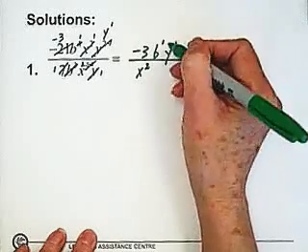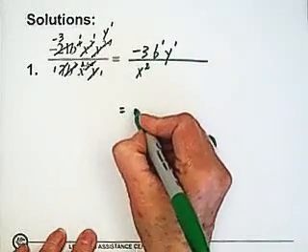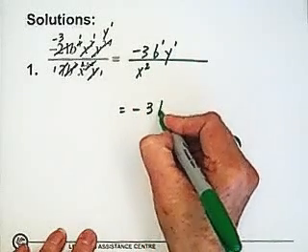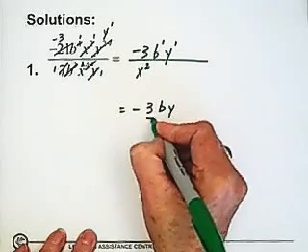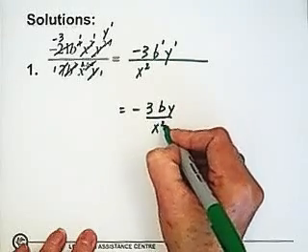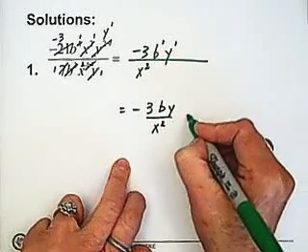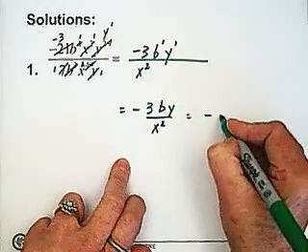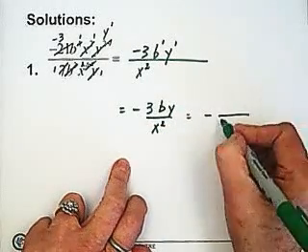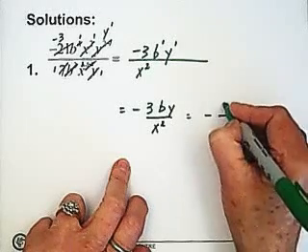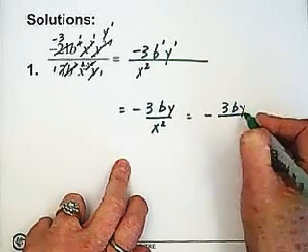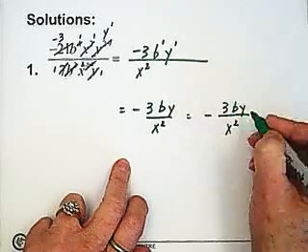And normally you don't write those 1's, so it would be written as minus 3by over x squared. And actually, putting the minus there is incorrect. The minus would be written out in front of the division line. Minus 3by over x squared.